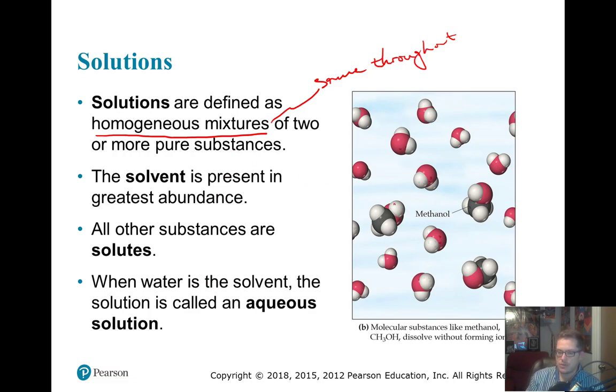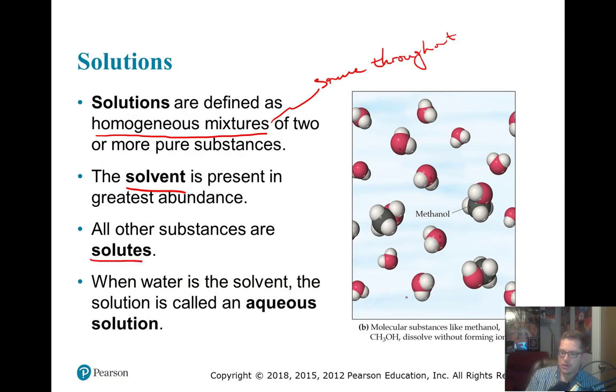So essentially, if you have two things, you mix them together, and they become a homogeneous mixture, then you have a solution. A lot of times this takes place between two things that are in a liquid state, or sometimes a solid and a liquid. So this is our solution. The solvent is the one that you have the most of, and then everything else that's dissolved in there is called the solute.